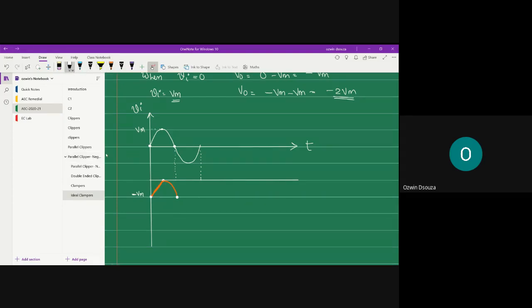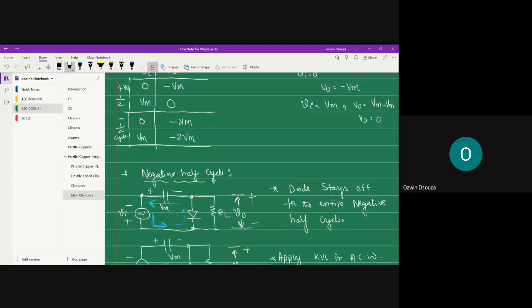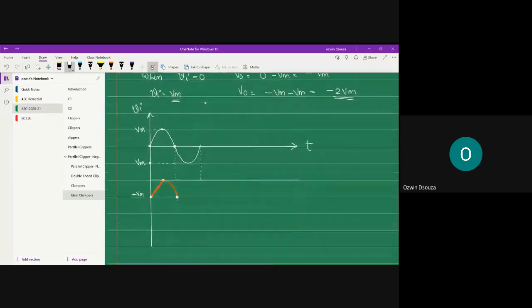Similarly, in the negative half cycle, this is the negative peak. When the input is 0, output once again becomes minus Vm, so it's right here. And when the input becomes Vm in the negative direction, the output becomes minus 2Vm. So this is minus 2Vm. Once again, when the input becomes 0, the output stays at minus Vm volts level. So this is your output.